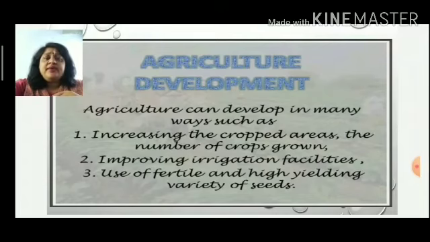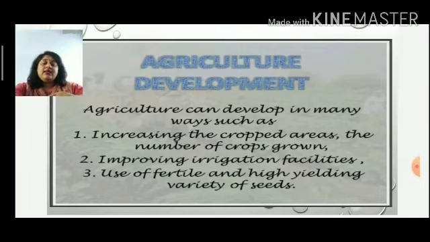Agriculture can develop in many ways, such as, before studying these ways, we need to discuss something. Agricultural development refers to efforts made to increase farm production in order to meet the growing demand of increasing population. Unless we increase the cultivation of food crops, we cannot meet the demands of growing people. This can be achieved in many ways, such as increasing the cropped area, the number of crops grown. The very first one is increasing the cropped areas.